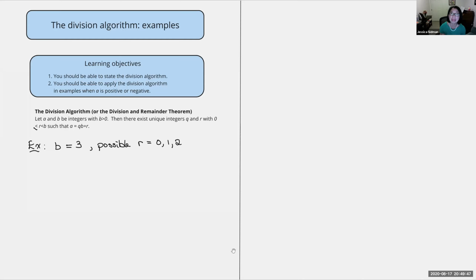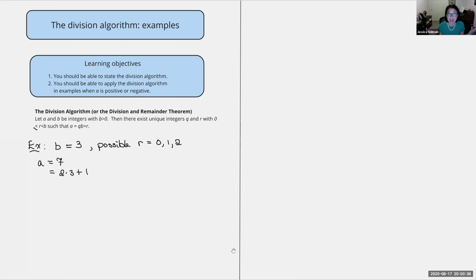So let's see what happens. Let's pick a number like 7, okay? So if a equals 7, then let's try to write a in the form qb plus r according to these rules. So we know that 7 is equal to 2 times 3 plus 1, okay? So that's 6 plus 1, and 1 is one of the possible remainders. Now there are other ways of writing 7 as 3 times something plus something, but if that something can be only 0, 1, or 2, this is the only way to do it, okay?